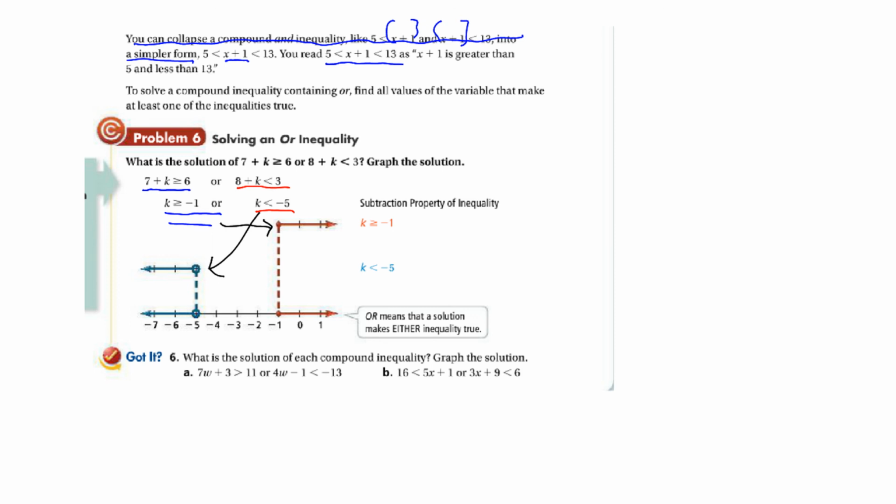So then on my number line, I just graph them both and I can see that a solution makes either inequality true. As long as a single solution makes one of the two inequalities true, it satisfies my conditions for an OR inequality. So now I would like for you to try the Got It problems 6A and 6B.